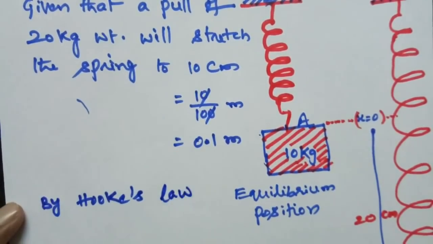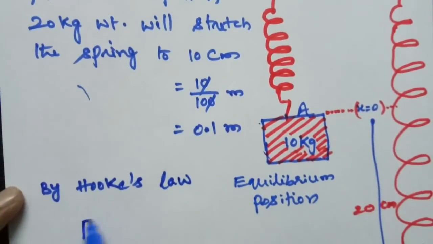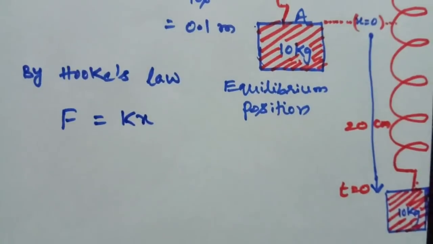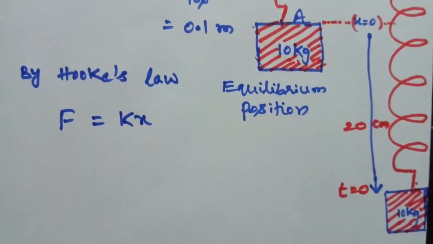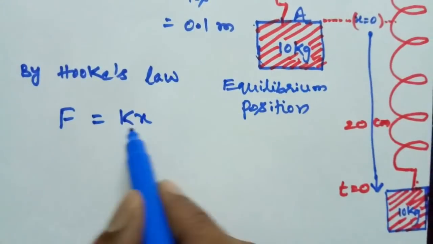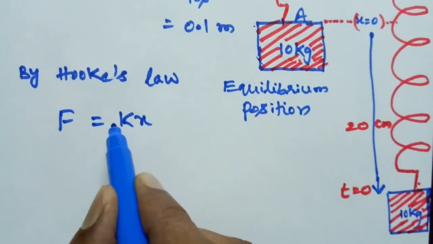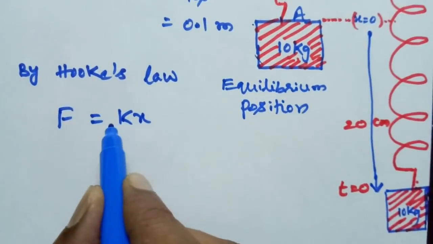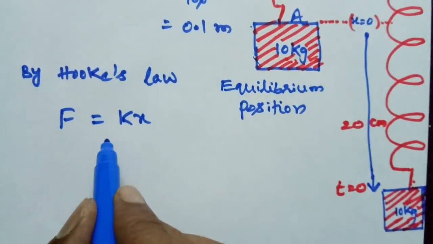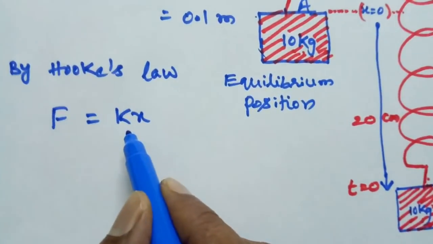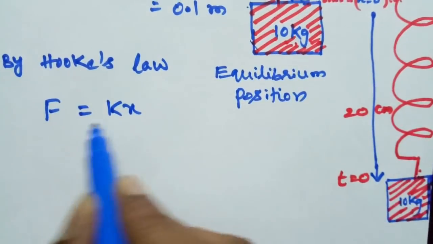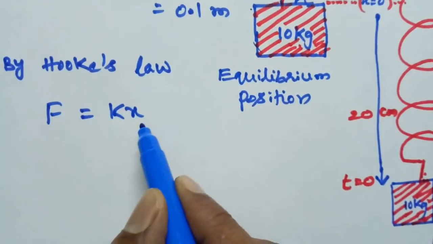Therefore, by Hooke's law, spring force F is equal to Kx, because F is proportional to the stretch of the spring. K is the spring constant. To find K, no need to take the sign. We indicate sign only to represent whether the force is upward or negative. Here we are finding the value of K, so K is greater than 0. No need to give minus or plus.